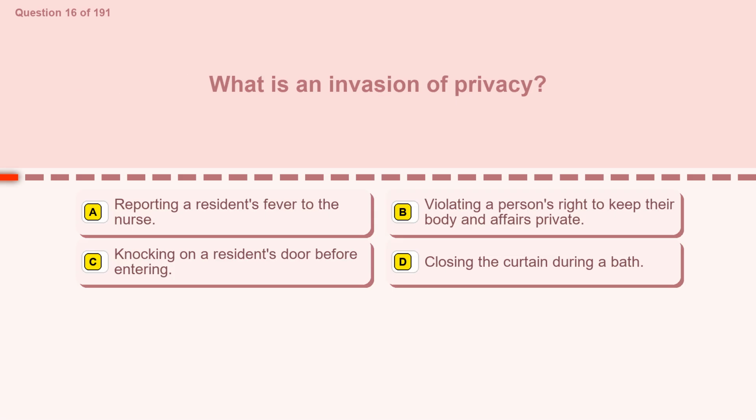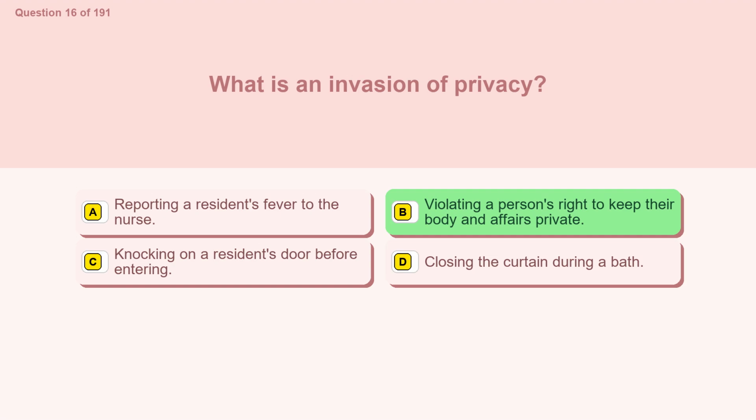Question 16. What is an invasion of privacy? Option A. Reporting a resident's fever to the nurse. Option B. Violating a person's right to keep their body and affairs private. Option C. Knocking on a resident's door before entering. Option D. Closing the curtain during a bath.